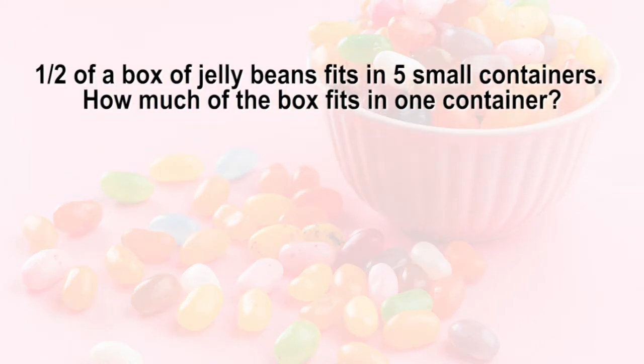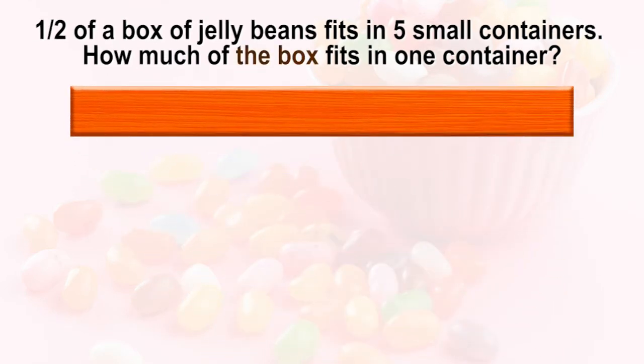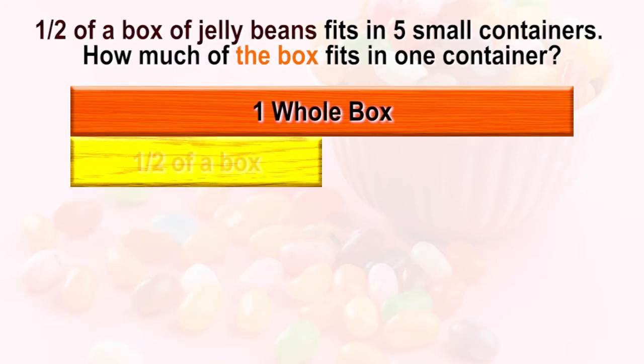Let's use Cuisenaire rods to model the problem. Start by placing an orange rod to represent the whole box of jelly beans. Write 1 whole box. Next, place a yellow rod to represent 1/2 of the box. The yellow rod works because it takes 2 yellow rods to equal 1 orange rod.